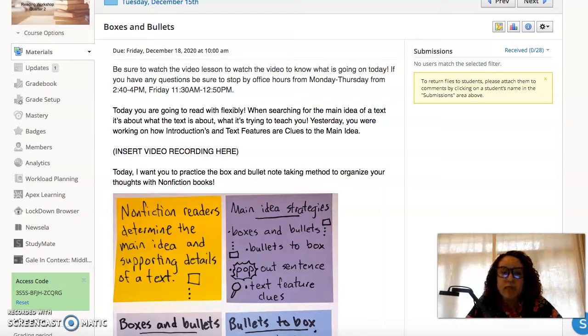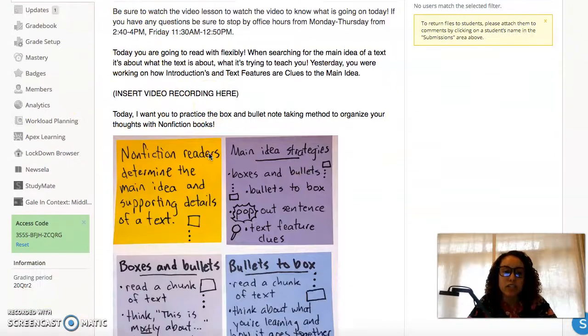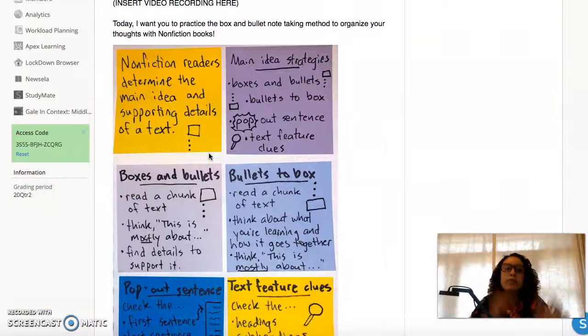And what this can look like when we're searching for the main idea of a text is really focusing on text features and how they're clues to finding out the main idea. You're going to see that I will have the video recorded and inserted here. But for today, what we want to focus on is called the boxes and bullets method.